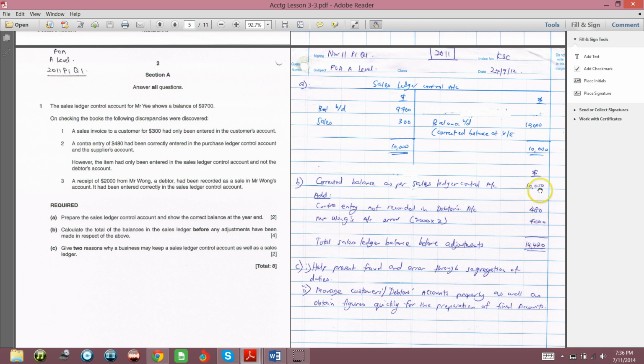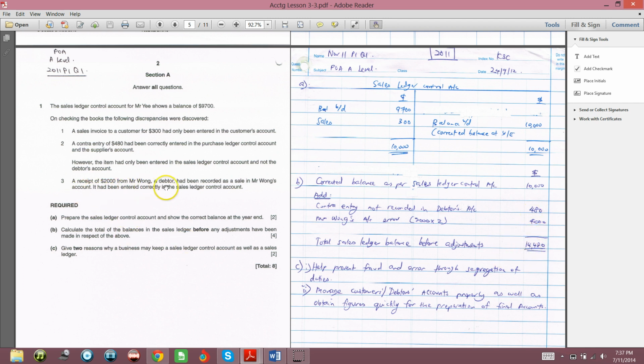Because the corrected sales ledger total balance is 10,000, same as the corrected sales ledger control account balance. So before correction, the figure would have been bigger by 480. So I put an add: contra entry not recorded in debtors account, 480. Because before correction, before adjustment, the figure would have been bigger.